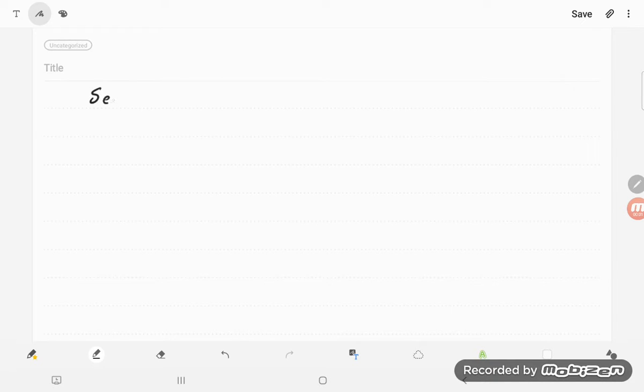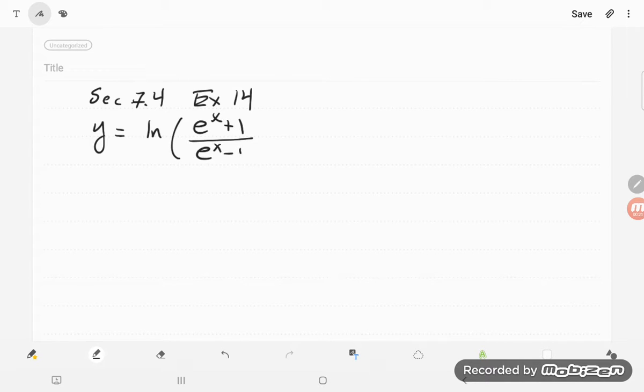Okay, here we have section 7.4, exercise 14. This one, we're told that y equals natural log of (e to the x plus 1) over (e to the x minus 1). And we want the arc length from log of 2 to log of 3.